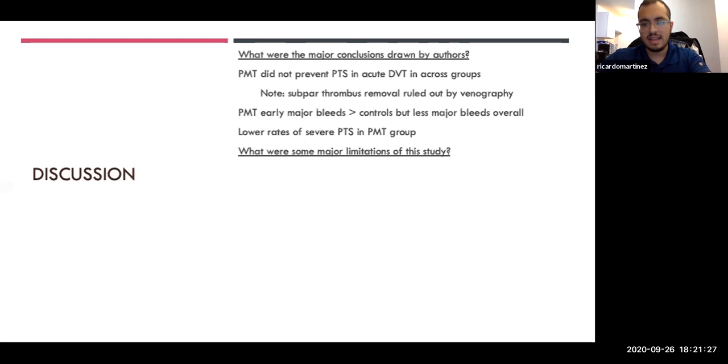So just thinking back to everything that we talked about, do you guys agree with the conclusion that the authors drew, and what are some of the things that you would have concluded from looking at the data? And no right or wrong answer.